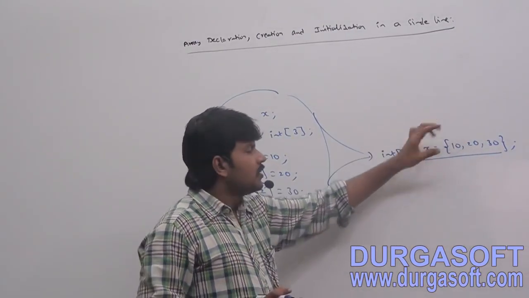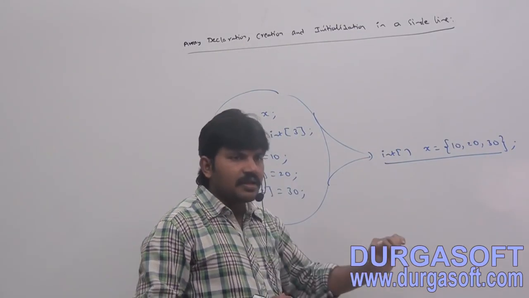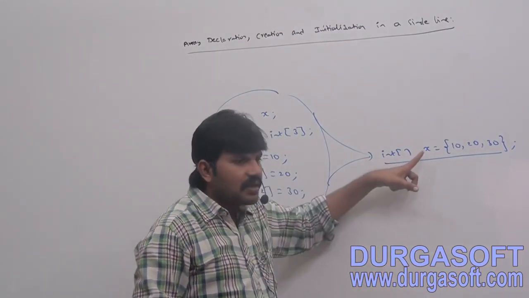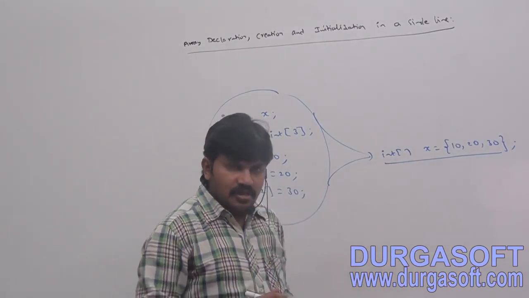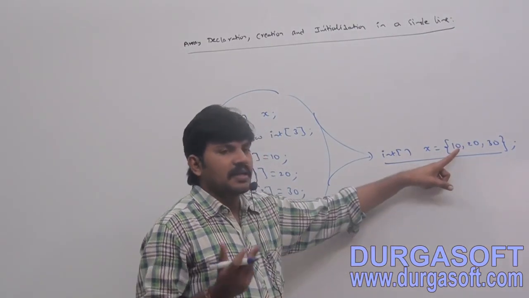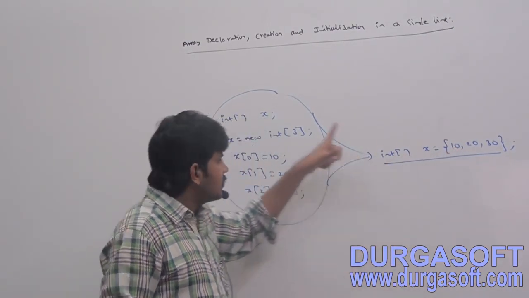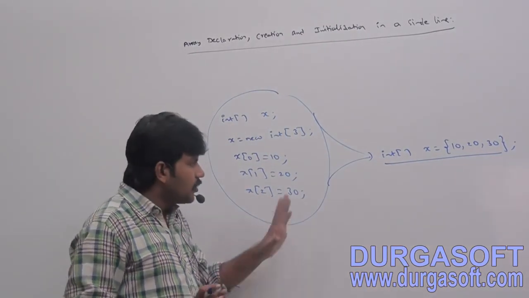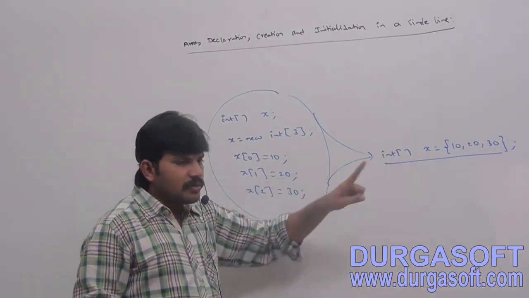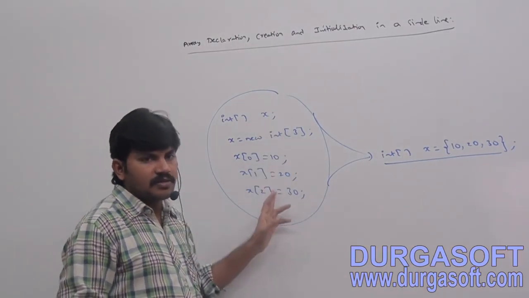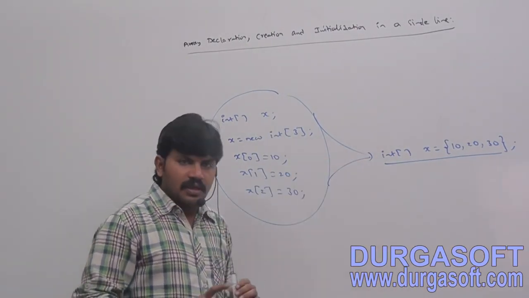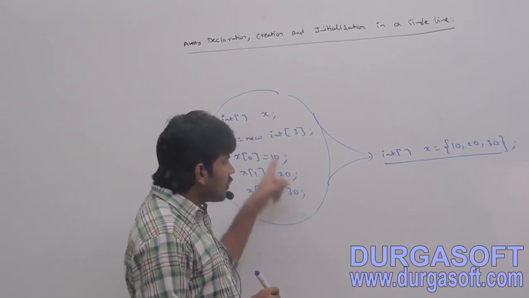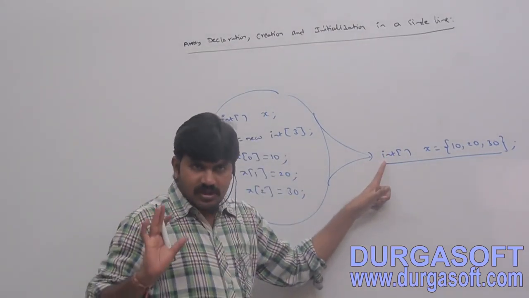Clear for all of you, right? We can declare, create, and initialize an array in a single line. Internally the same thing is going to execute. Performance wise there is no difference, it is just convenient to the programmer. Instead of writing 5 lines of code, a programmer can write only one line. Is it clear for all of you?